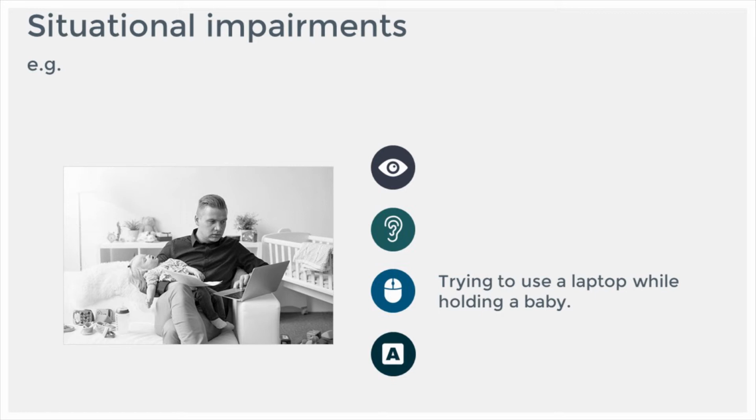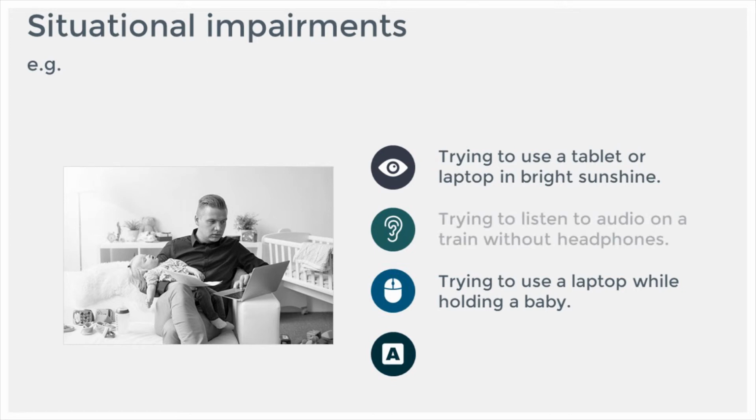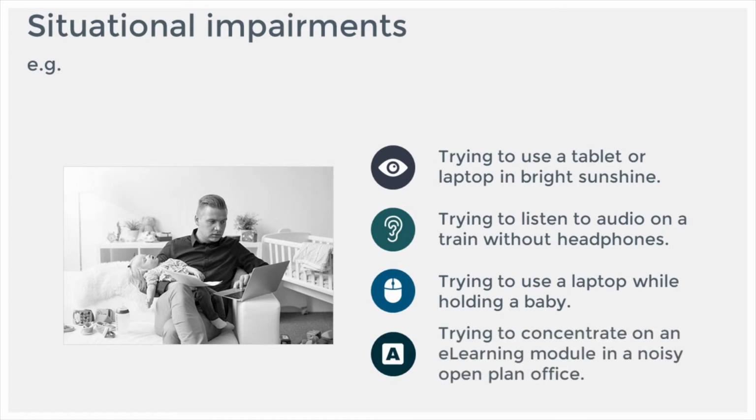The other examples I have are for vision, trying to use a tablet or laptop in bright sunshine; for hearing, trying to listen to audio on a train without headphones; and for cognitive, trying to concentrate on an e-learning module in a noisy open plan office. So the takeaway point about both temporary and situational impairments is that they could happen to anyone at any time.